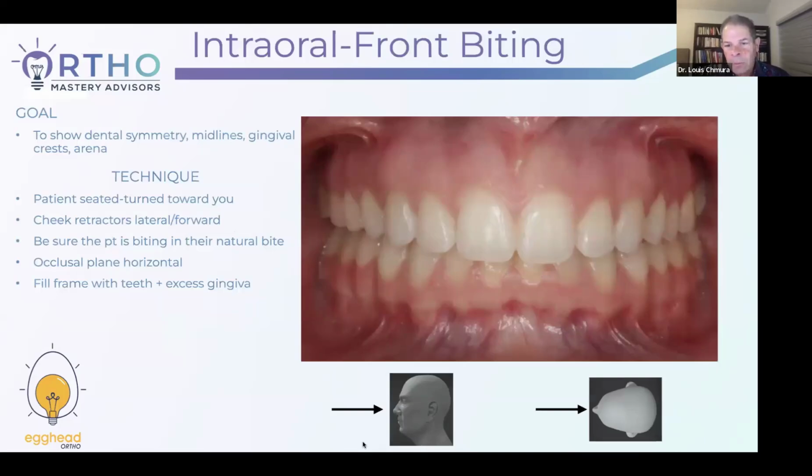When we go intraoral, the first one is looking at the patient straight on and seeing what the teeth look like when they're biting down. Plain and simple, okay? They should be seated. Usually I had them in a dental chair. And probably the most important single thing to remember is the orientation of the camera to the patient.